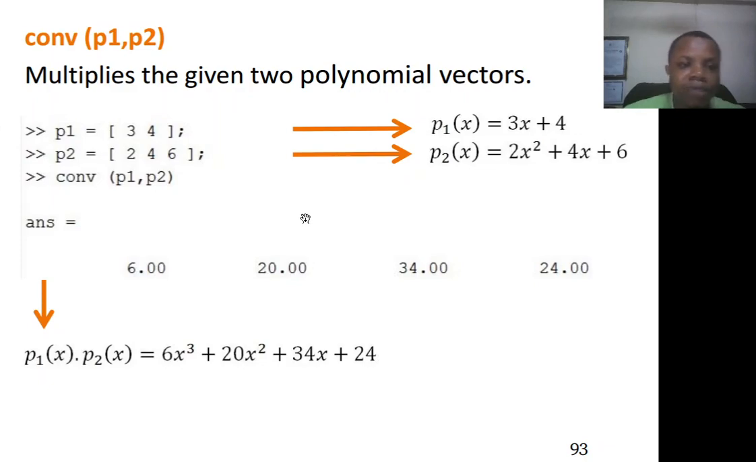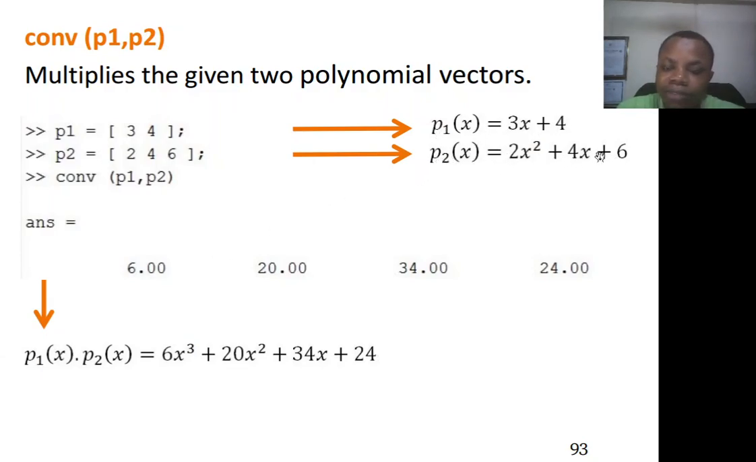In this case, what if you would like to multiply two polynomials? In doing so, we use the function conv. You specify the first polynomial and the second polynomial, and MATLAB is just going to multiply them for you. Remember that they should have the same powers, so don't forget that. MATLAB is just going to do this for you as simple as that.